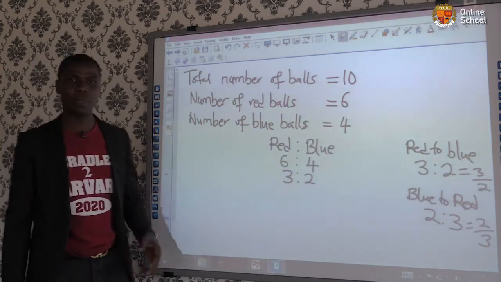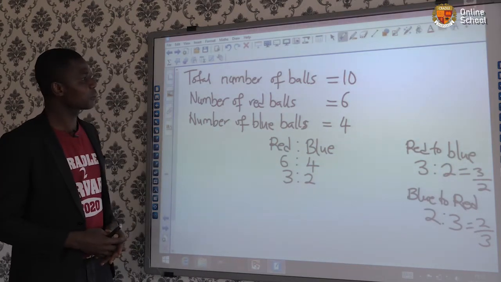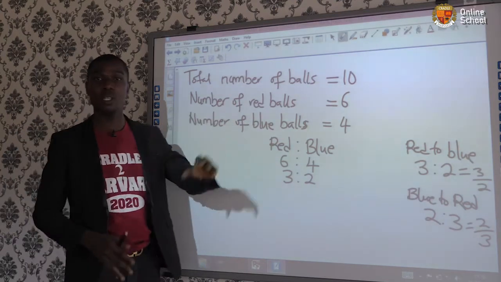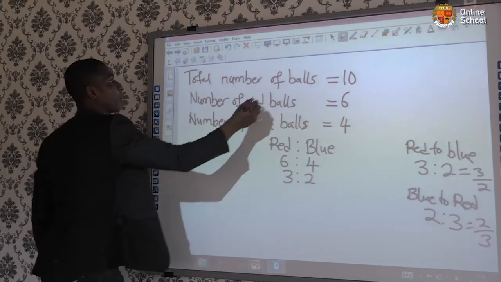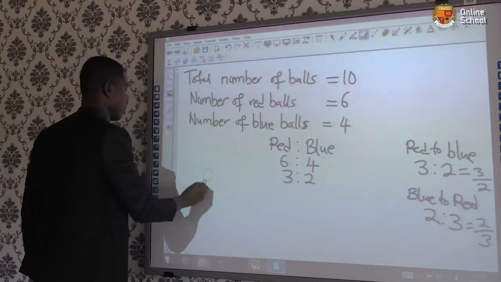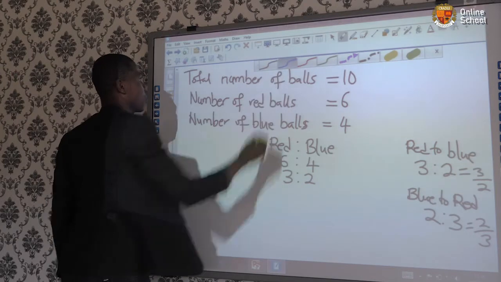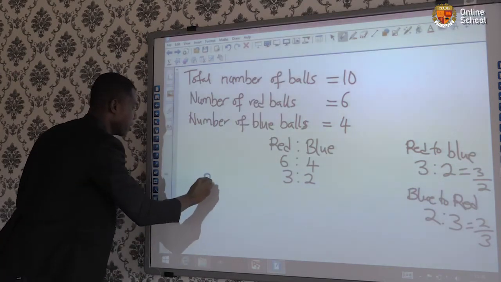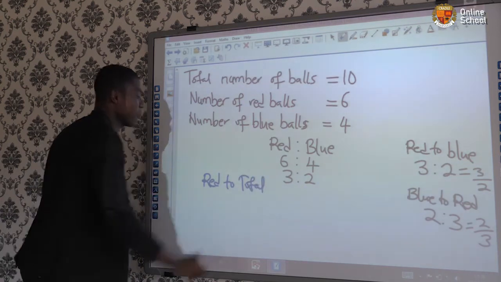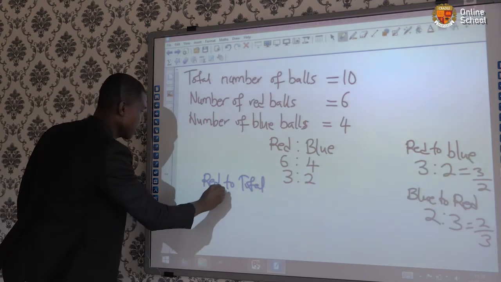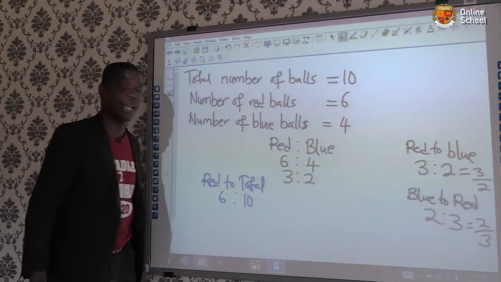Let me explain part-to-whole ratios. In part to whole, the ratio of red balls to the total number of balls. We are taking red to total now. Let me write in blue. So red to the total number of balls. Red is what? 6. And what's the total? 10. Have you seen it?